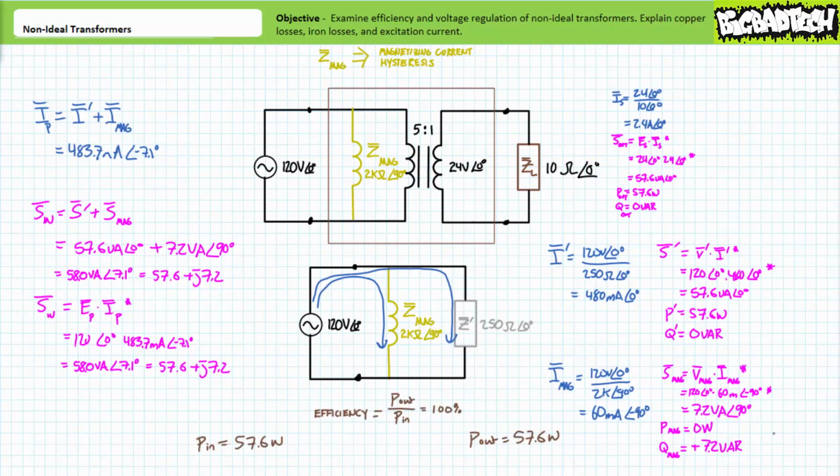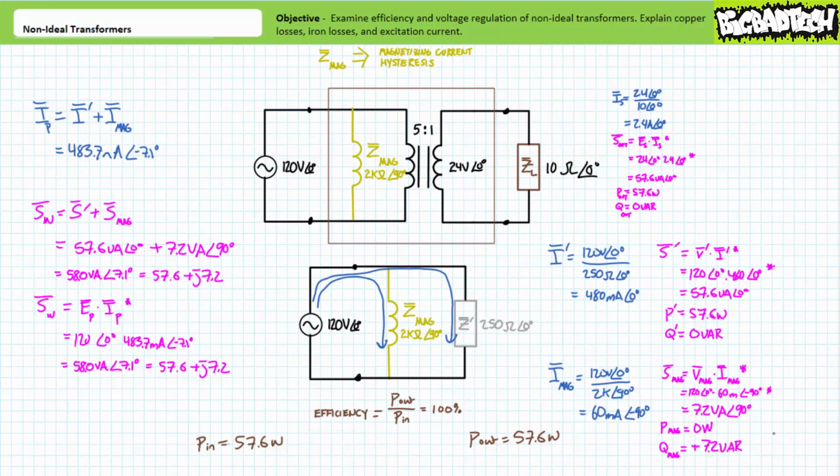Let's now examine efficiency. As we anticipated, the inductor accounting for both magnetizing current and hysteresis draws more current. However, it consumes only reactive power and doesn't interfere with the transfer of real power. Real power in does indeed equal real power out, and our transformer can still be considered 100% efficient.